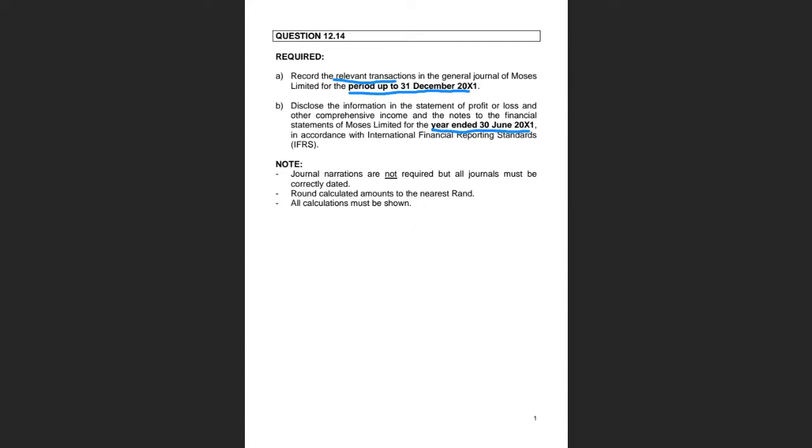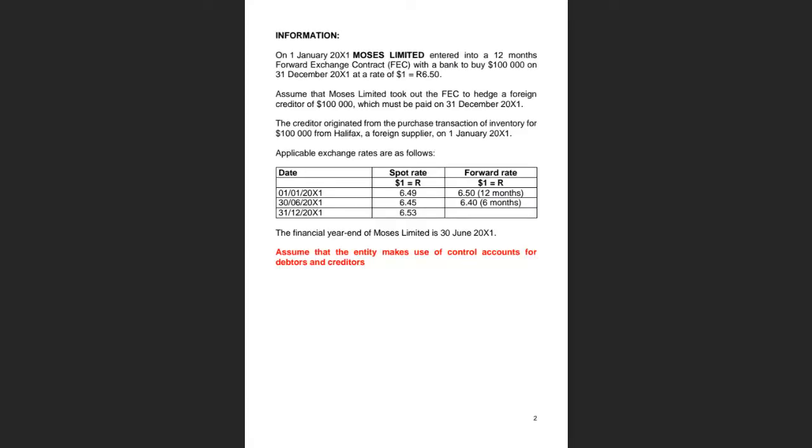So they're looking for both of them. All right, so let's have a look at what the question is saying. I'm going to read it quickly for you guys. It says on 1 January 2021, Moses Limited entered into a 12-month forward exchange contract with the bank to buy $100,000 on the 31st of December 2021 at a rate of 6 Rand 50. And then obviously there's a creditor, and it says that the creditor has originated from a purchase. This is just a summary of 100,000 from Halifax. It's a foreign creditor, and we entered into that transaction on the 1st of January 2021.